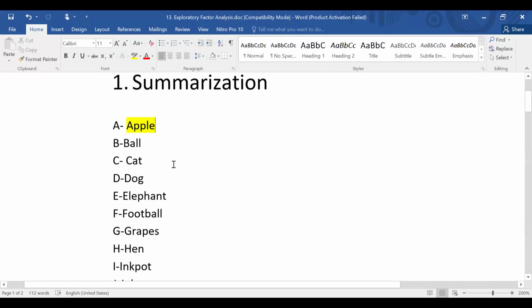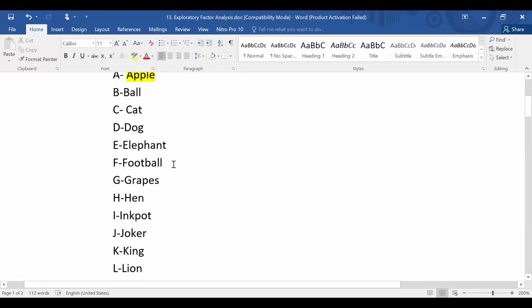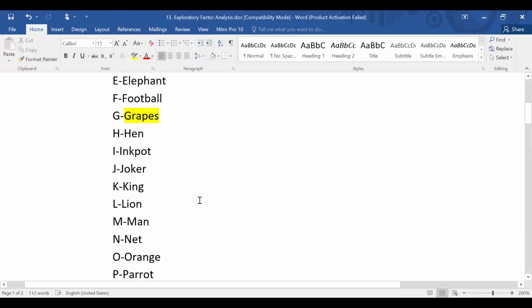Who will be the next item? The ball. Can I club apple and ball? Can I club football with apple? Can I club grapes with apple? Can anybody tell me or write in a chat box? Grapes, sir. Both are fruits, sir. Yes, yes, you are right. So I am clubbing the other item, that is apple with grapes.